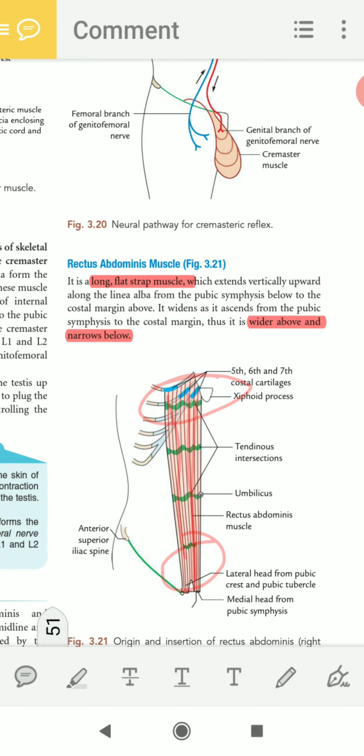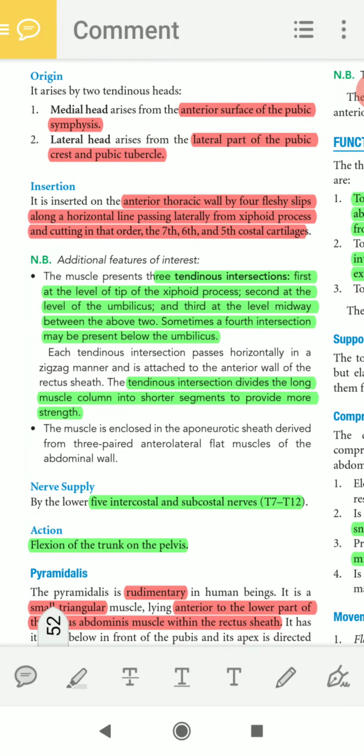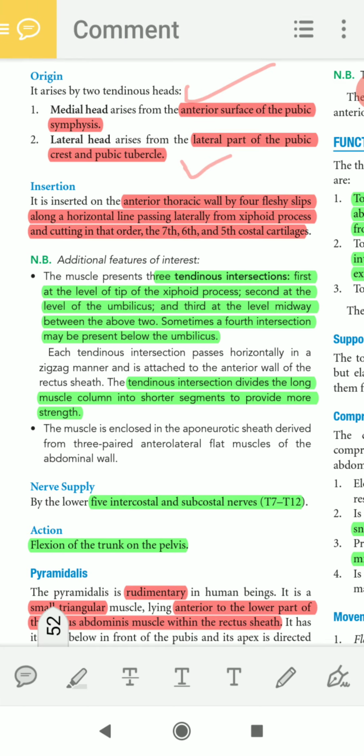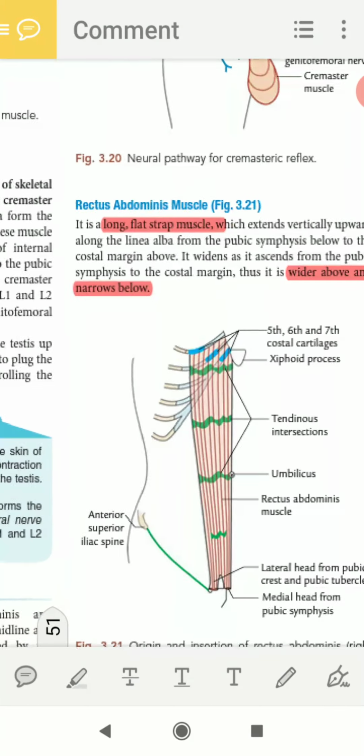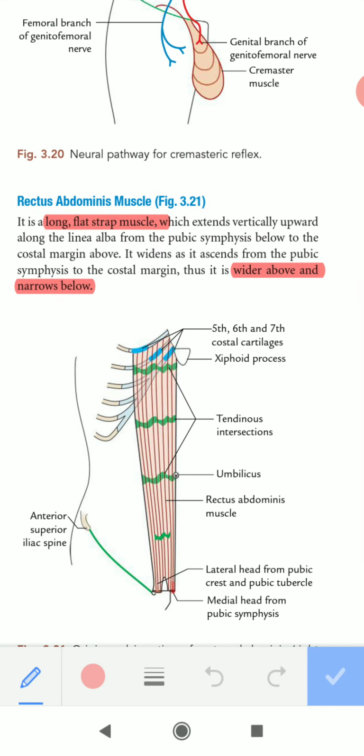Now let's see the origin. The rectus abdominis originates from the medial head and lateral head. The medial head arises from the anterior surface of the pubic symphysis, and the lateral head arises from the lateral part of the pubic crest and pubic tubercle.